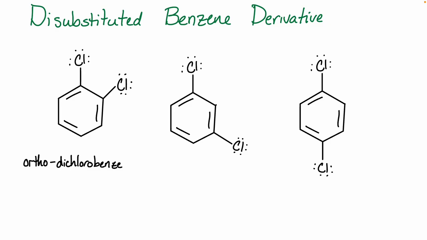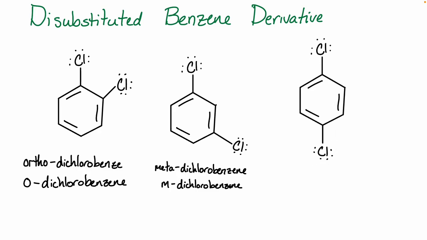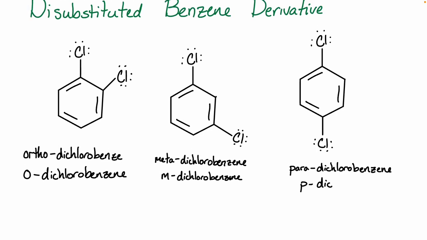All right, the other thing that you'll see, and I'll accept either, is just o-dichlorobenzene. If you see it in the text, it's like an italicized o. That's not going to work for our homework, so just put the o dash. All right, either one of these would be acceptable. One removed from one another, this is the meta-dichlorobenzene, or m-dichlorobenzene. All right, and lastly, when they're on opposite sides of the ring, this is then the para position, which you can just abbreviate p.